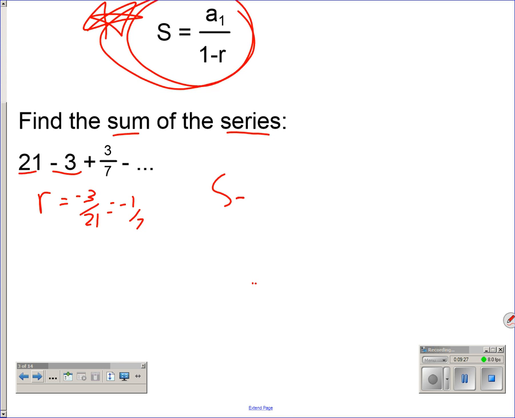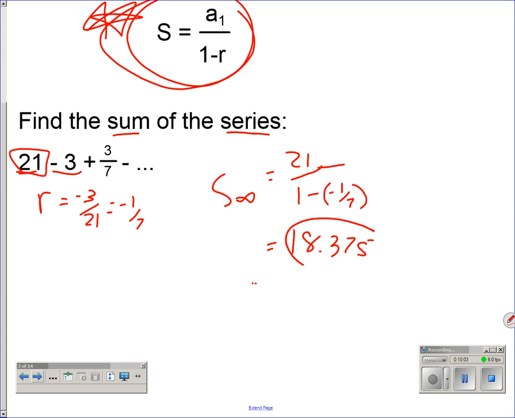All you have to do is take your first value, which is 21, divided by 1 minus your rate, which was -1/7. I would type it in the calculator exactly like you wrote it there. Do your fraction symbol. If you didn't get that, talk to me, and we'll figure out why. But I'm saying the infinite sum is 18.375.